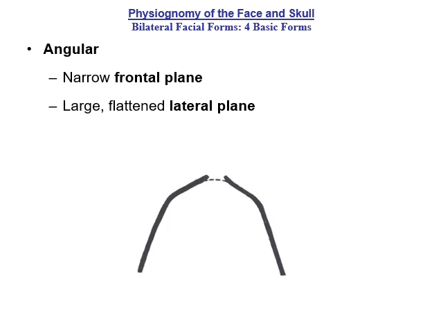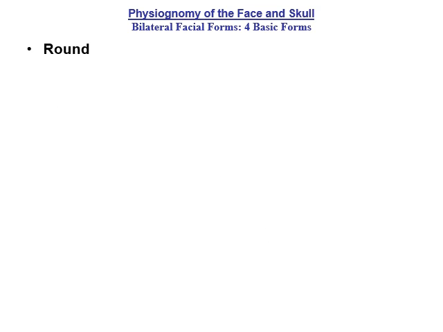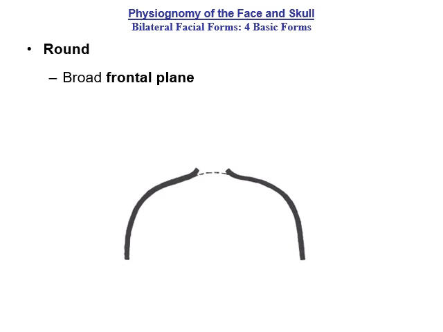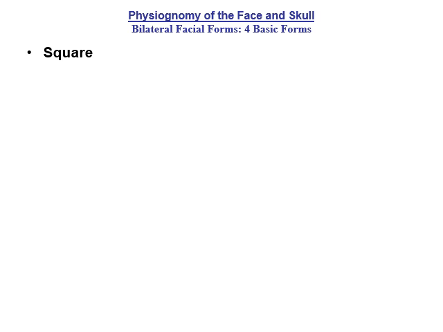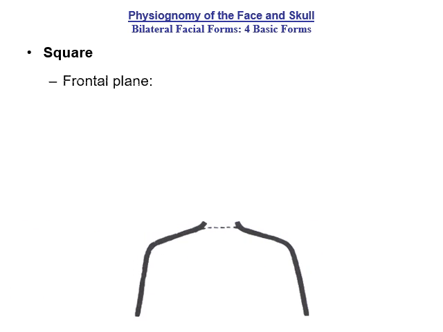The next basic bilateral facial form is the round bilateral facial form. It has a very broad frontal plane. These cheeks would look like they were far apart, and it also has a large curved lateral plane. If you lose weight with a round bilateral facial form, you will end up with a square bilateral facial form. The frontal plane of a square form shows very little curvature because you've lost a lot of adipose tissue, but because the cheeks are wide apart, it's very broad.